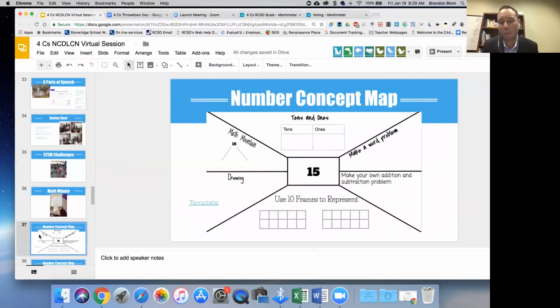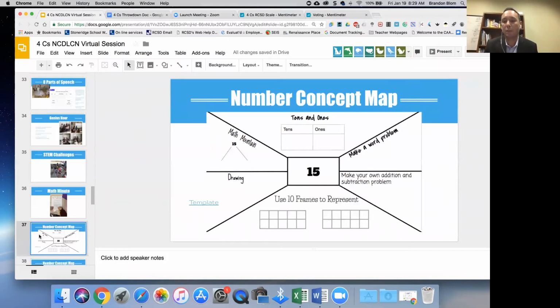And this example, I think, came from first grade, but then they make a math mountain, separated into 10 and 5. They have to make a drawing of 15, any way you want to draw 15, use 10 frames to represent it, make your own word problem, make your own addition and subtraction problem, and then place what goes in the ones and tens place.